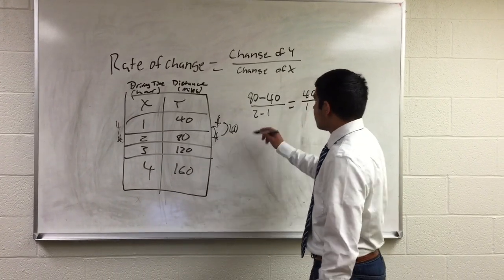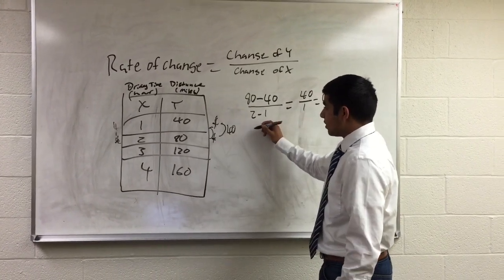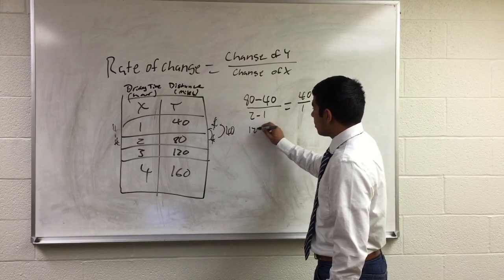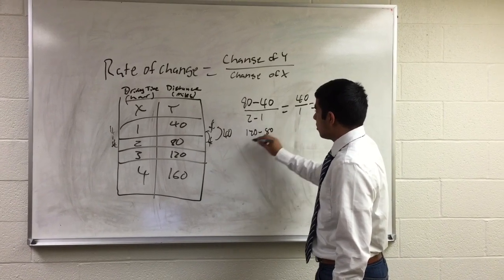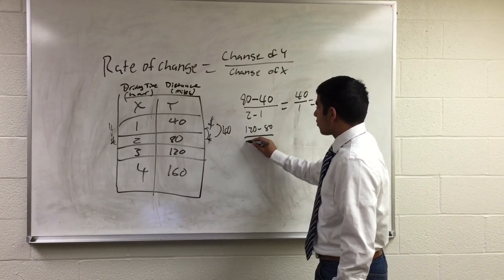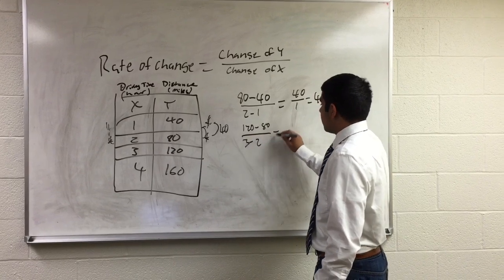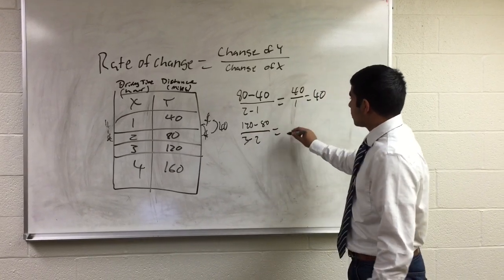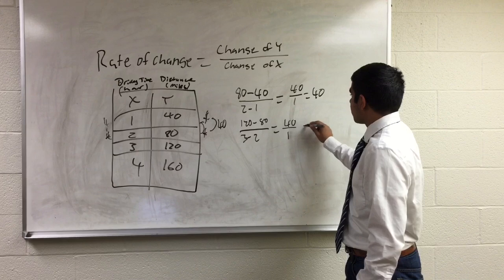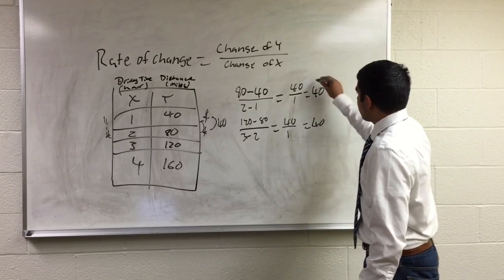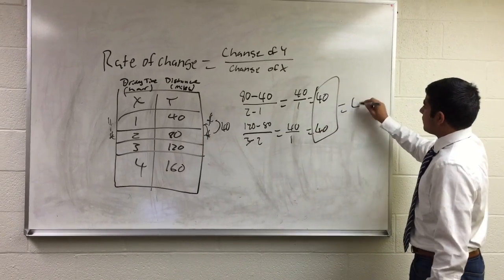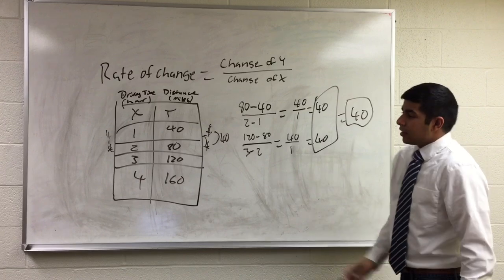Okay? Now you always want to make sure that for every one, that's the constant rate of change. So it doesn't hurt if you try it again over here. If you take 120 minus 80 over 3 minus 2, what's that going to give you? That's going to give you 40 over 1, which is 40. So here you can see we do have a constant rate of change of 40.